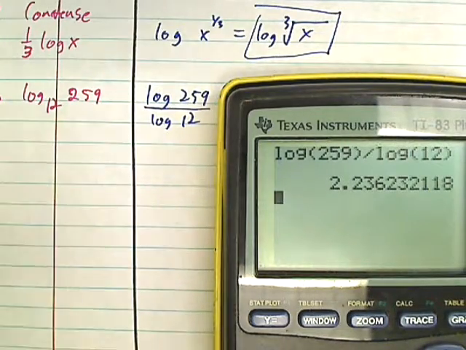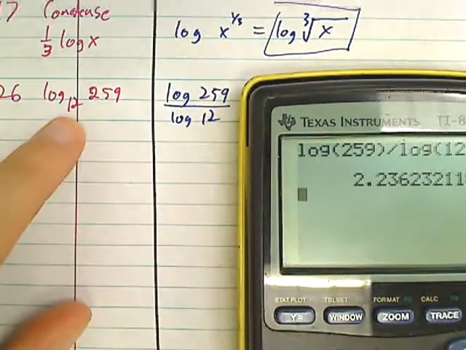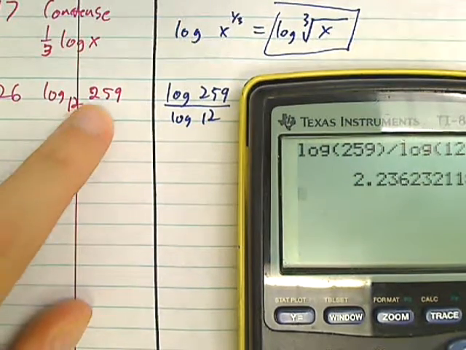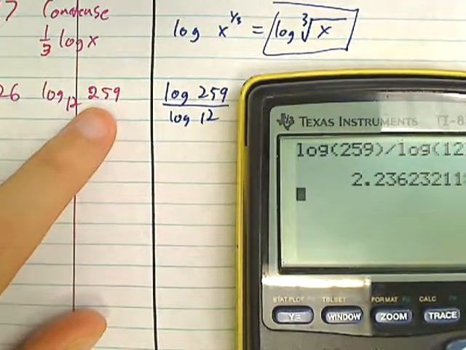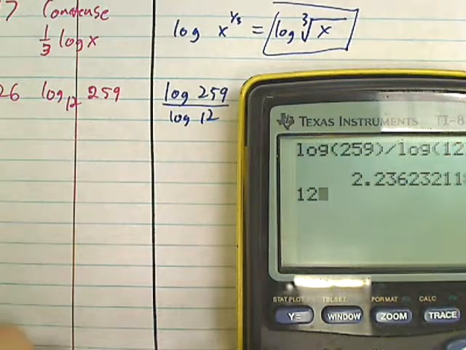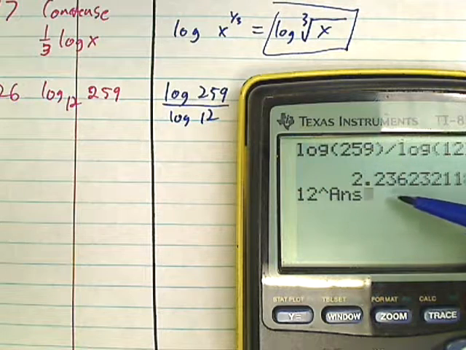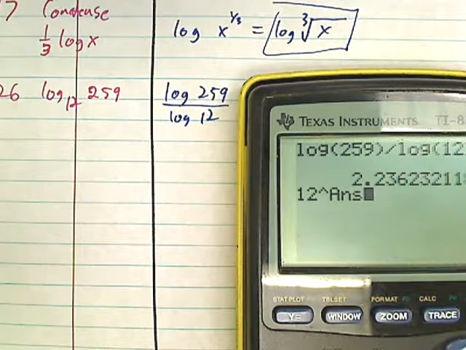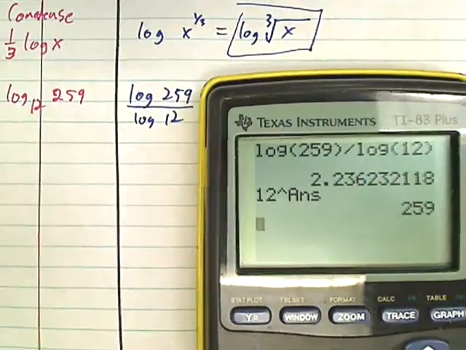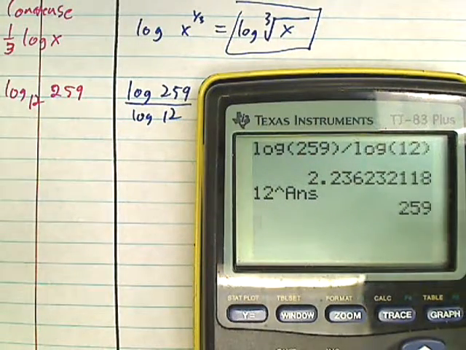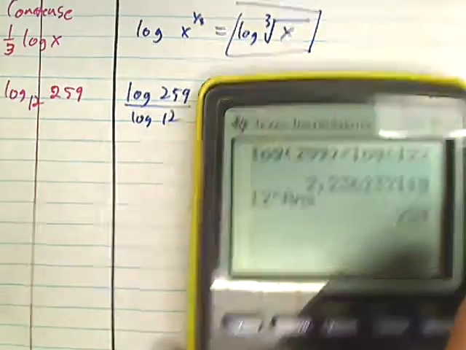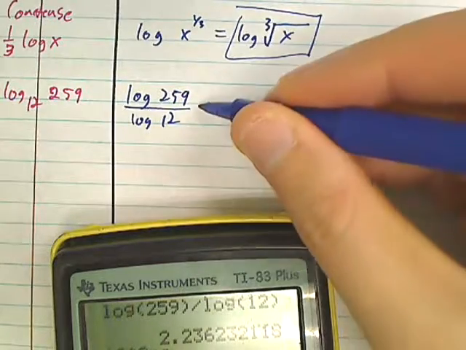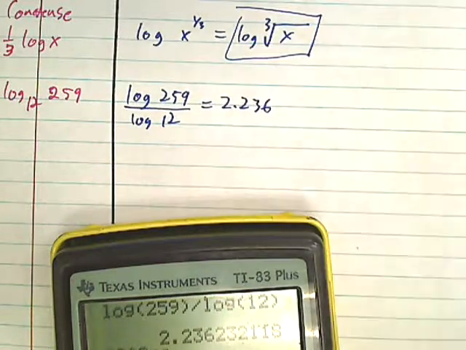Let's see if this actually works. Remember, put this in exponential notation. This means 12 to what power gives me 259. So let's say 12 to the power of my previous answer. This will be 12 to the 2.236... This should give me 259. Nice. So that gives me the 259 I was hoping for. Beautiful. Okay, so that worked out. So my answer, 2.236. And I'll just leave it there.